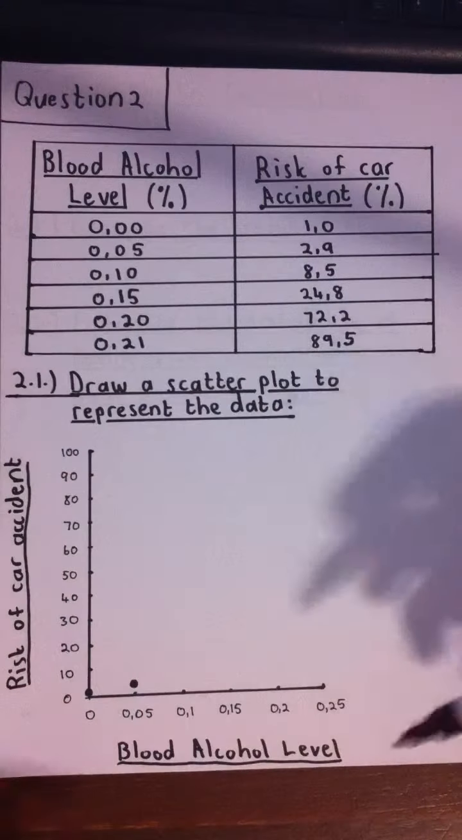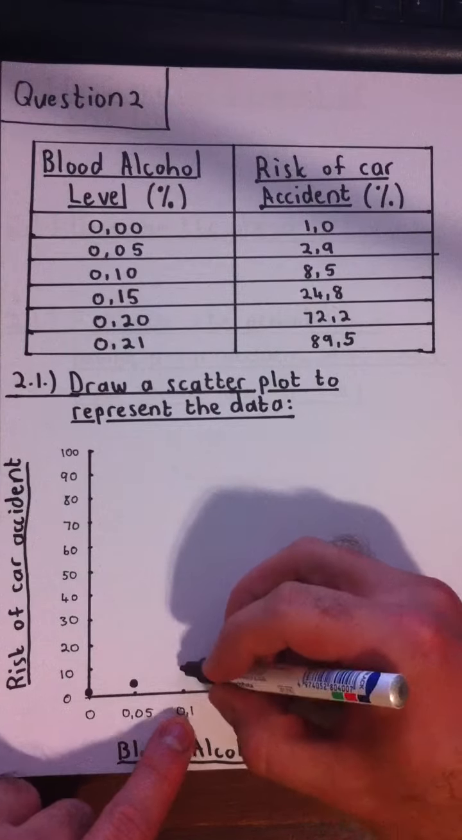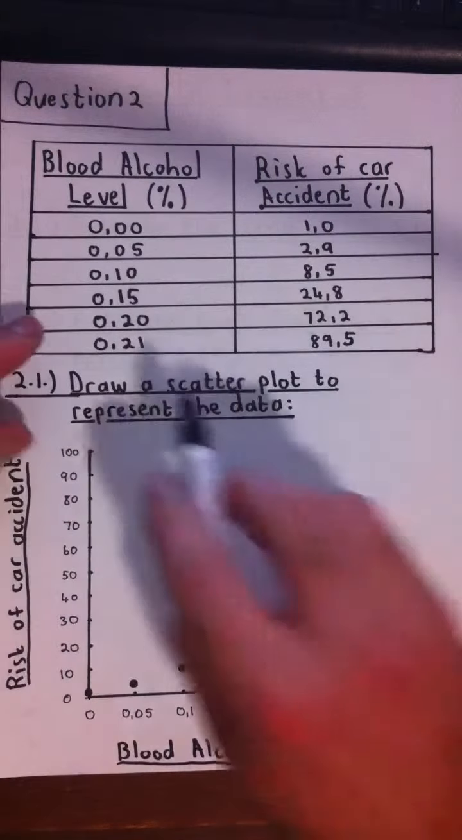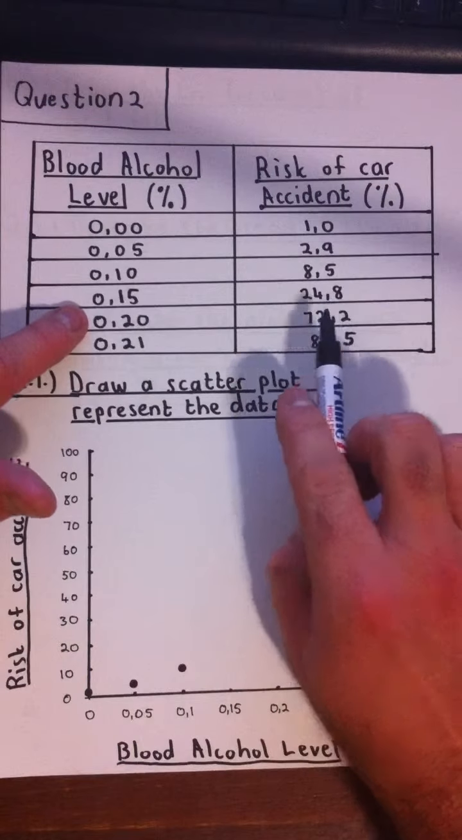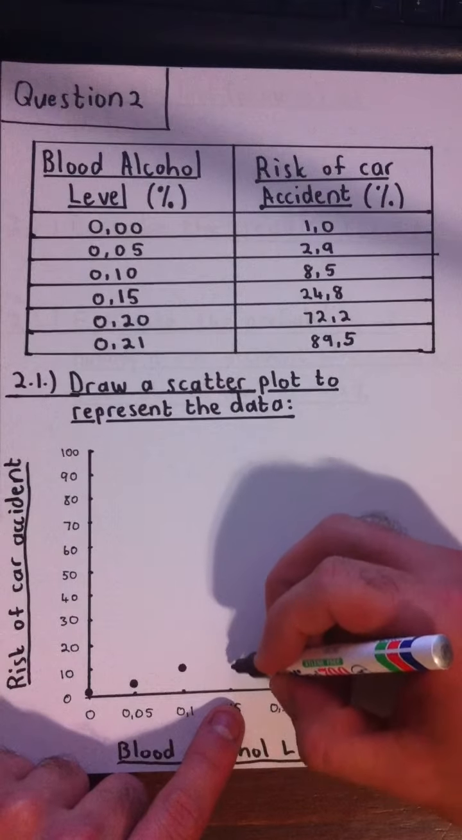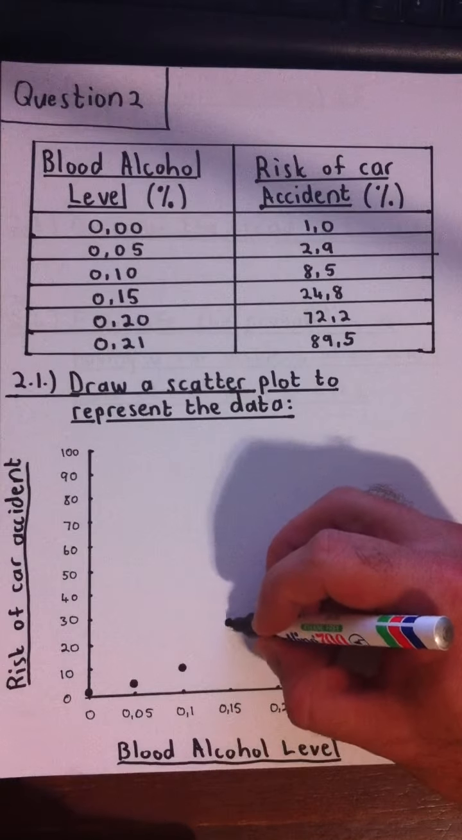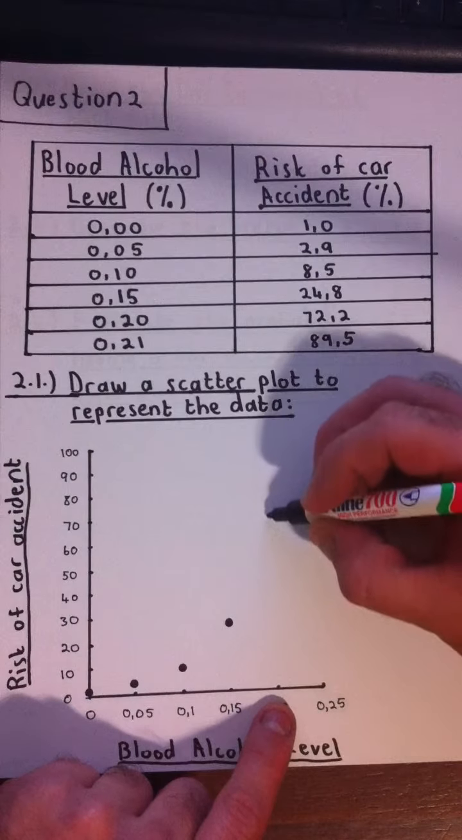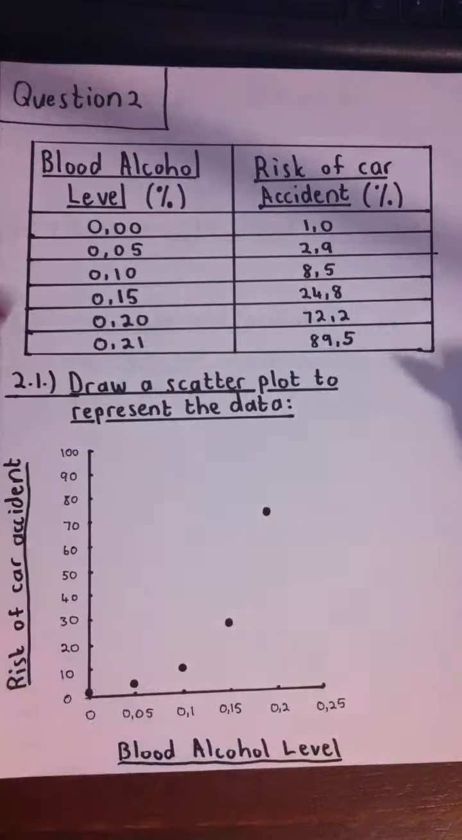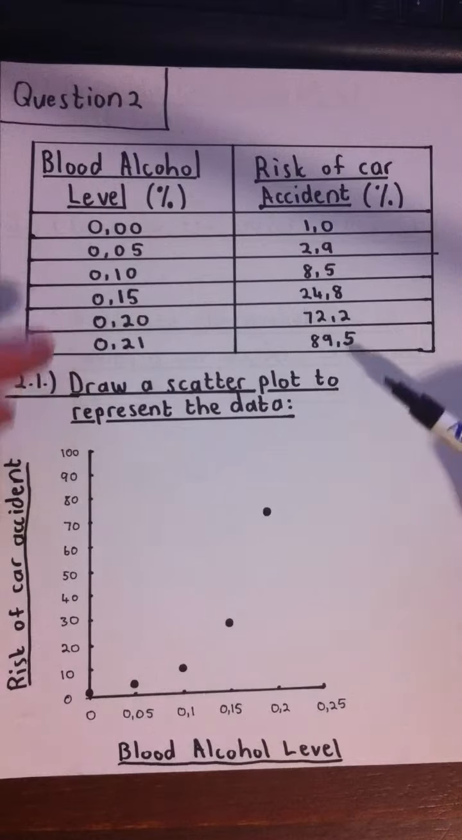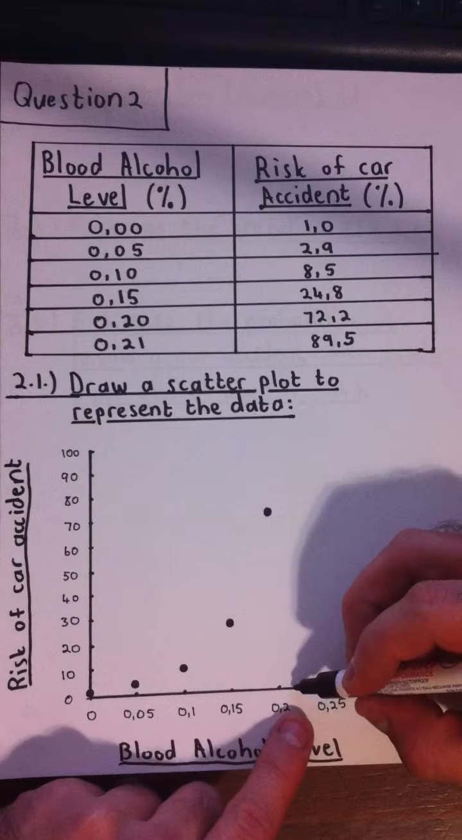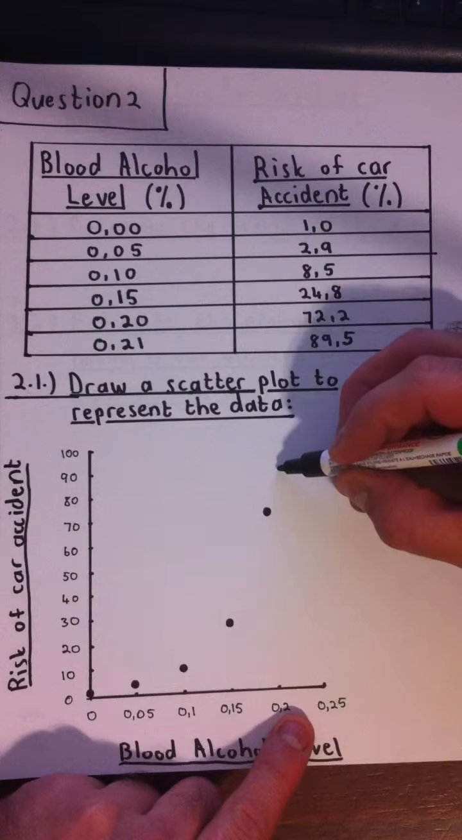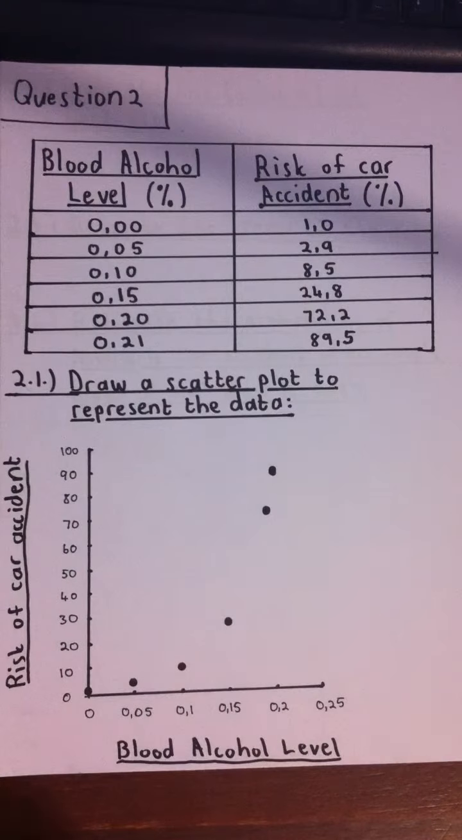Next one, 0.1, 8.5. 0.15 and 24.8, somewhere around there. 0.2 and 72.2, and our final coordinate 0.21 and 89.5. Okay, so that's our scatter plot. That's just plotting the points from the coordinates given.